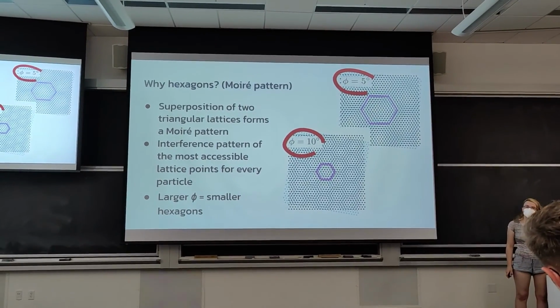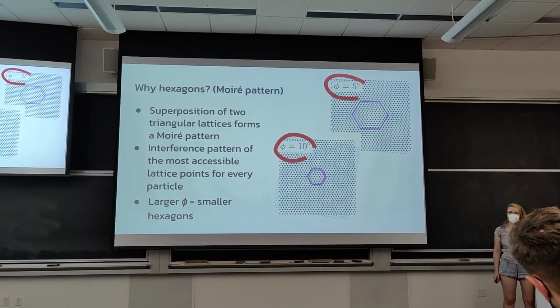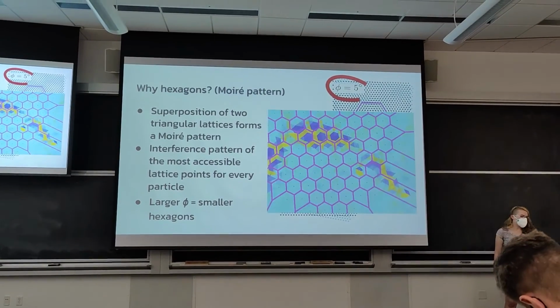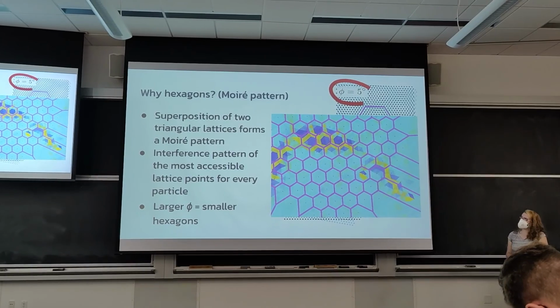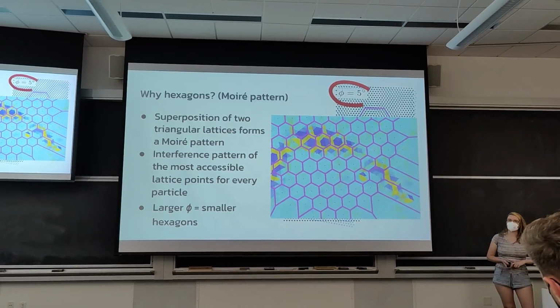We also know that the larger the misorientation angle, the smaller the hexagon, so we can predict the size of these. And when we overlay the Moiré pattern on top of experimental results, we see that this aligns with vorticity very well.